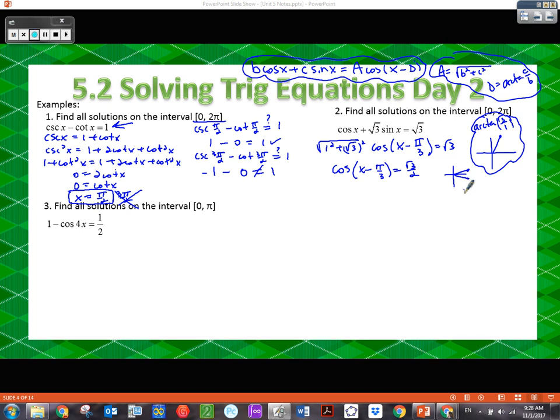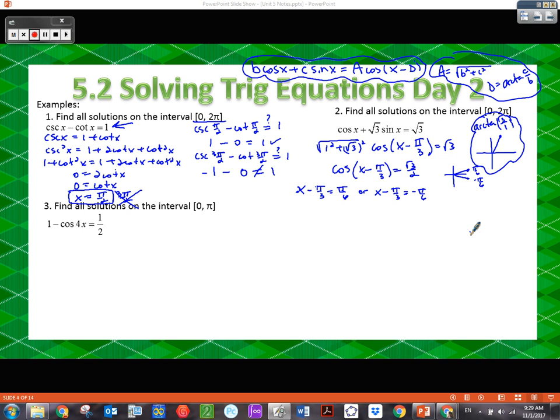These two locations. So I take the argument and I set it equal to, so cosine is root 3 over 2 at pi over 6 and negative pi over 6, right? That's the location where that's true. So now I'm going to take my argument, x minus pi over 3 equals pi over 6, or my other possibility is x minus pi over 3 would be negative pi over 6. Okay, those are my two options.